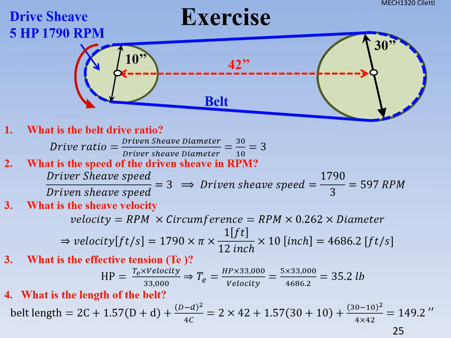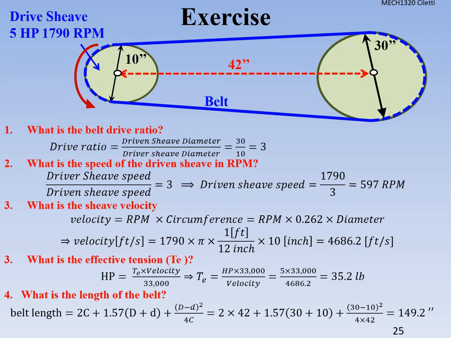So what's the belt drive ratio? We should know that it's output over input, or driven over driver. So it's going to be 30 inches divided by 10 inches, so that ratio is 3. What's the speed of the driven shaft in RPM? We're going to use the ratio just like we did with gears and sprockets. The driver is 1790 RPM and we're going to a larger sheave. The output sheave is larger, so we know its speed has to be less. So we take the input speed, 1790 RPM, and divide it by 3, which is 597 RPM.